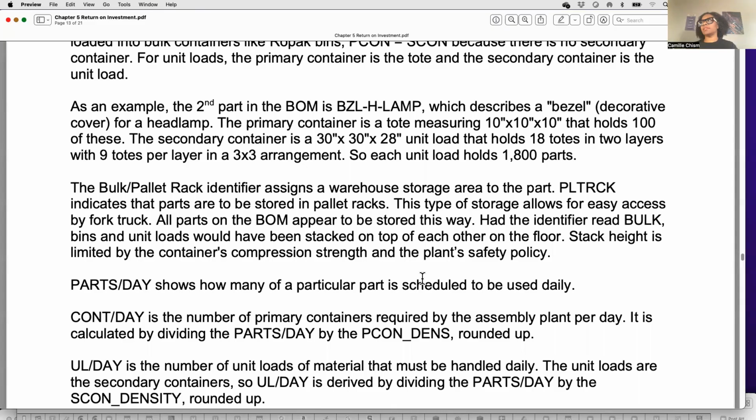So you can look at this and see that if it says bulk, somewhere there'd be a bulk area that's dedicated for parts that go in bulk bins and they're stored there. And then again, it's a good point, the plant safety policy. You might be able to stack these 4 high, but in some plants the sprinkler system will only allow what would be equal to 3.5 high.